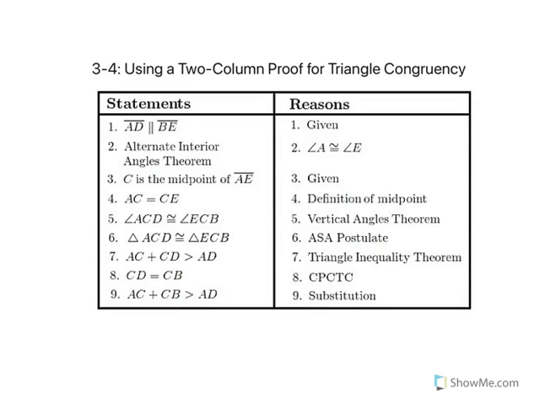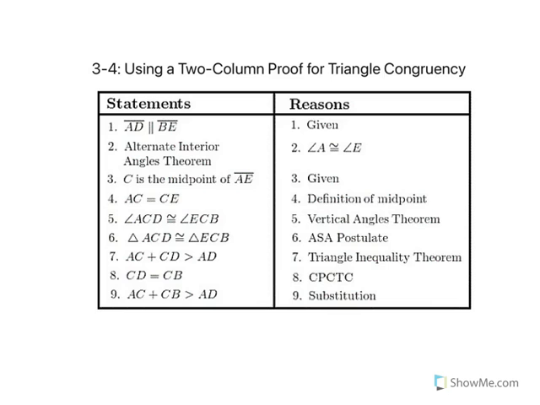Unit 3, Section 4, using a two-column proof for triangle congruency. In the last section, we figured out how to tell if a triangle is congruent to another triangle. We had 6 different postulates, and 4 of them would help prove that two triangles were congruent. What we're going to talk about now is something called a proof. In geometry, these are very important.